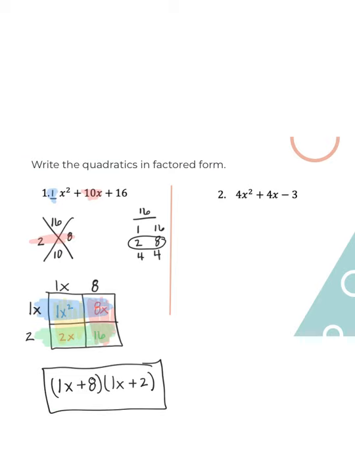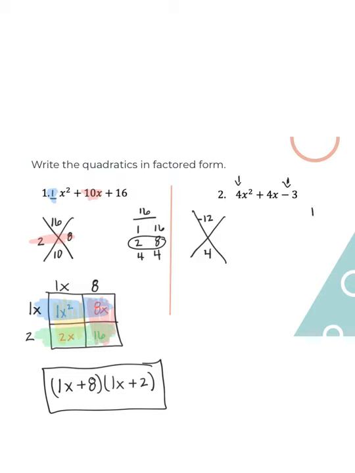Okay, so let's look at number 2. We have 4x squared plus 4x and then minus 3. So the first thing we're going to do is set up our x. And remember, first you take your a times your c. So I'm going to take that 4 times that. And remember to take it as a negative 3. So 4 times negative 3 is negative 12. And then our 4 goes in the middle of our b value.